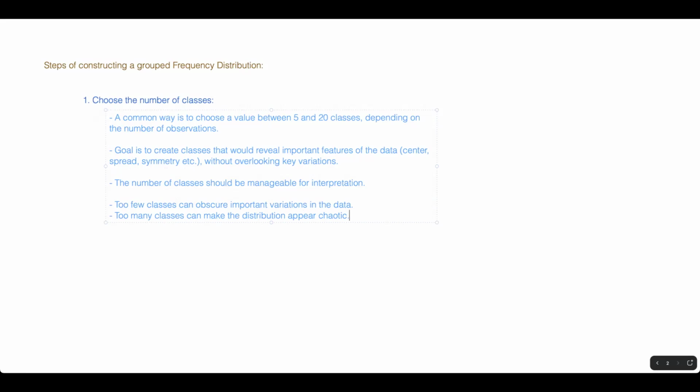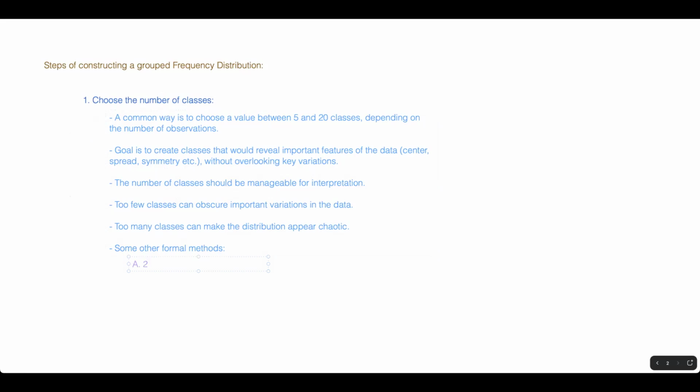distributions, right? So there are some formal methods of choosing the number of classes for a frequency distribution, and we'll talk about two of such methods. One of them is what we call the 2 to the power k rule. So let's talk about that now.